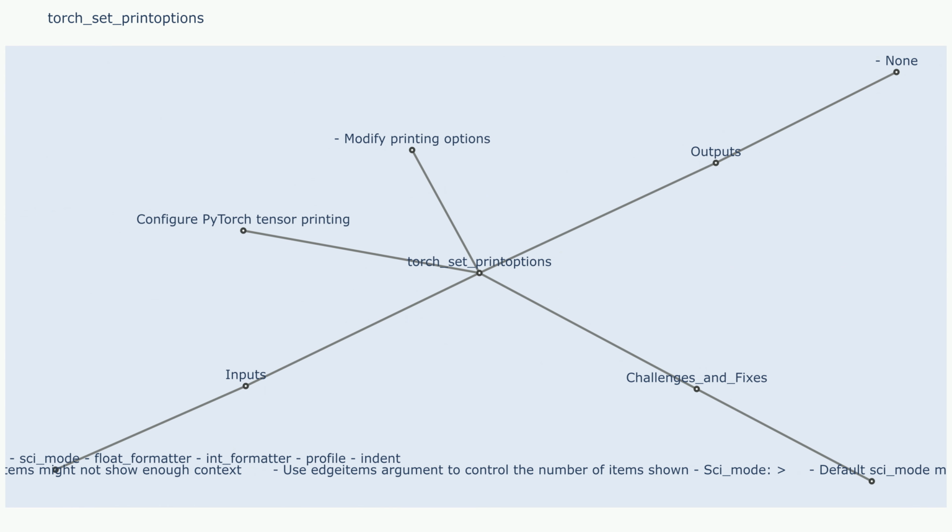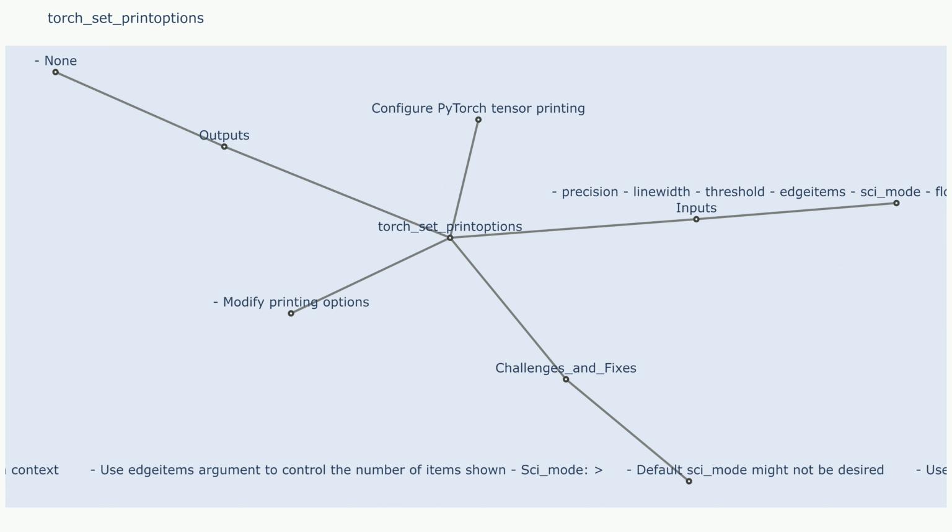Outputs: none. This function doesn't return any value. It directly modifies the global settings for tensor printing. Steps: the torch.set_printoptions function sets the global printing options for PyTorch tensors. These options influence how tensors are displayed when you print them using the print function or when they are displayed in the debugger. Challenges and fixes.